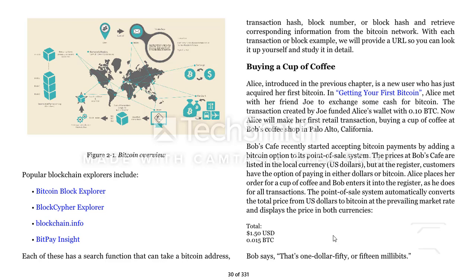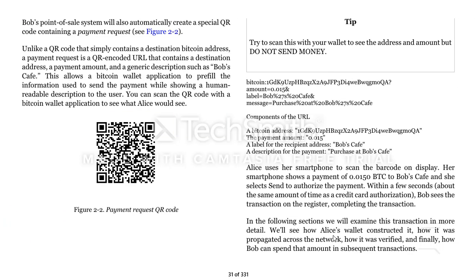Bob's point-of-sale system will also automatically create a special QR code containing a payment request, see Figure 2:2. Unlike a QR code that simply contains a destination Bitcoin address, a payment request is a QR-encoded URL that contains a destination address, a payment amount, and a generic description such as Bob's Cafe. This allows a Bitcoin wallet application to pre-fill the information used to send the payment while showing a human-readable description to the user. You can scan the QR code with a Bitcoin wallet application to see what Alice would see.